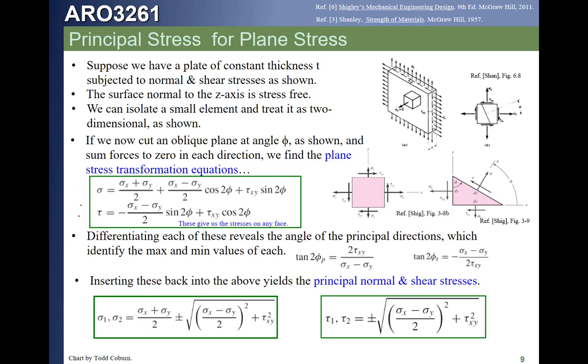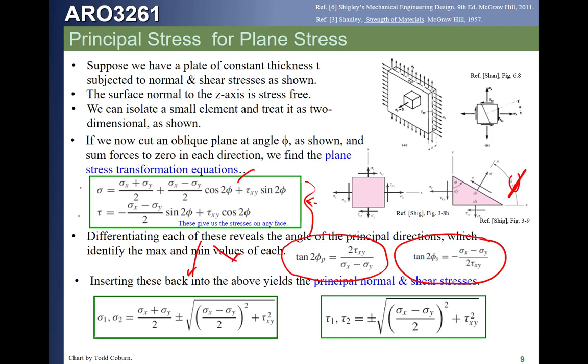These equations, remember, give us the stress on any face for any rotation, phi, this angle that I called theta before. We're calling it phi in these equations. So what this means is, by differentiating, we find that the angles where they're going to be maximum are these two angles. And if we plug those back into these equations and do some algebraic manipulation, we're going to get these two equations down here, the two principal equations.